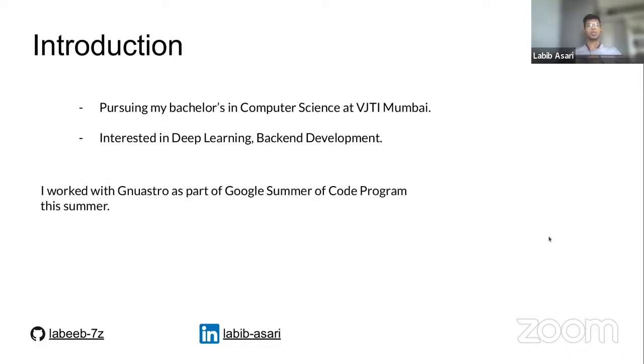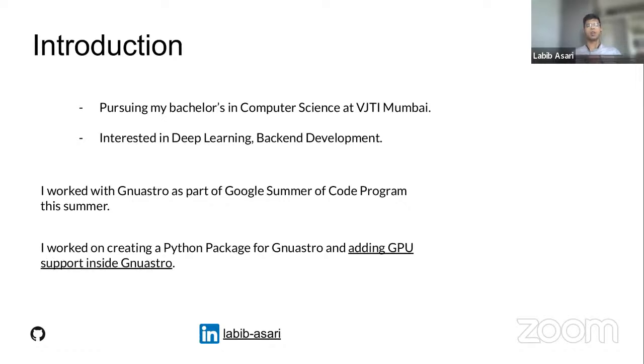I worked with Gnuastro as part of the Google Summer of Code program this year. Google Summer of Code is an initiative taken by Google to promote open source contributions among students. Every year, Gnuastro takes part in Google Summer of Code and selects a few students. So luckily, I was selected this year. I worked on creating a Python library for Gnuastro as part of my GSoC. And the next thing I worked on was adding GPU support inside the Gnuastro library. So this is what I will be talking about today.